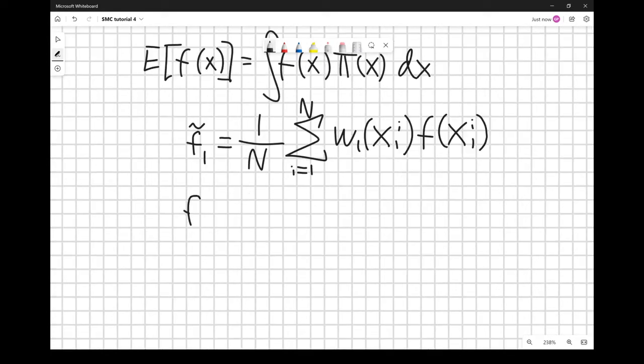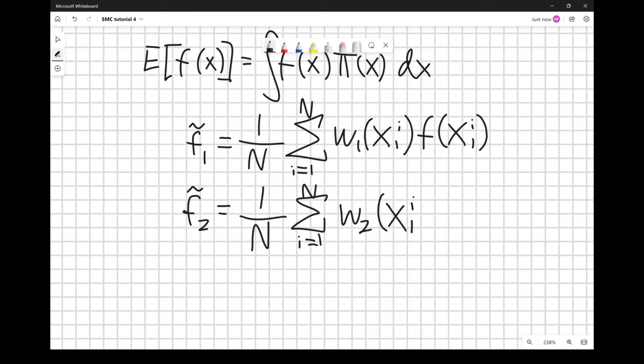At iteration 2, this is our estimate of f at iteration 2. Again, it's another Monte Carlo style estimate. So we have a 1 over n, the summation over all of our samples. Now we have our weights at iteration 2. Of course, we have samples of x1 and of x2, multiplied by the function we're interested in at x2. So iteration 2 of our algorithm, this is now our estimate of the expected value of f.